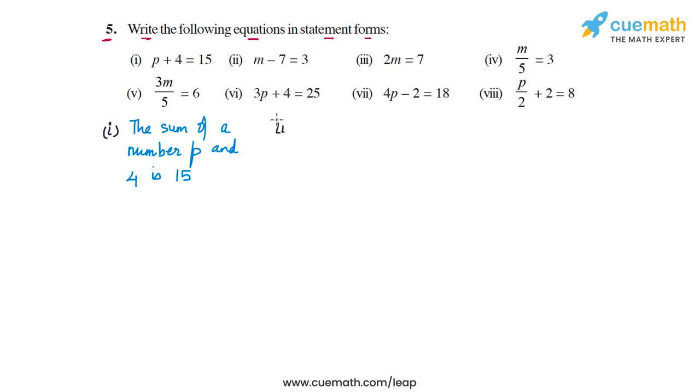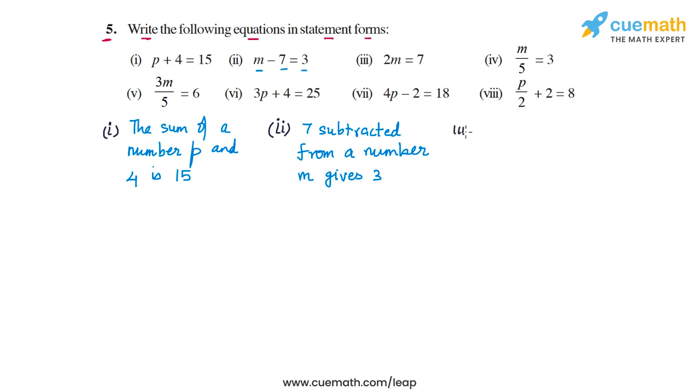Now let's go to the second equation. The second equation says m minus 7 is equal to 3. So we could say 7 subtracted from a number m gives 3. So this is one possible statement form of the given equation.